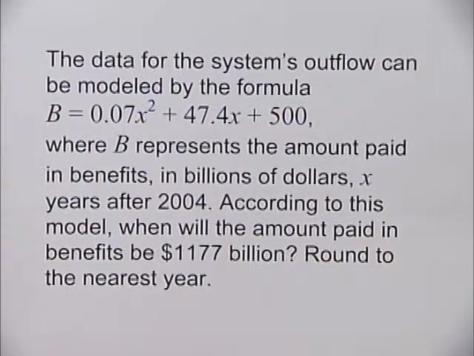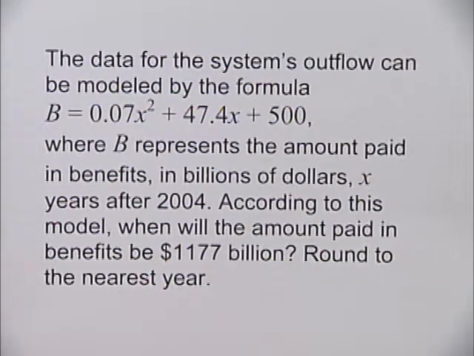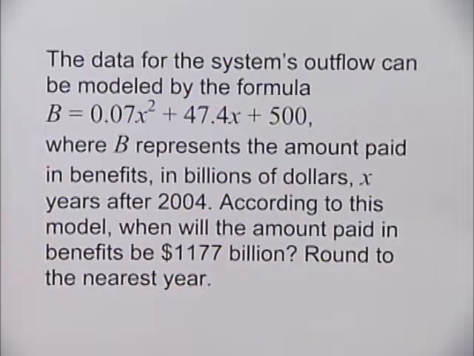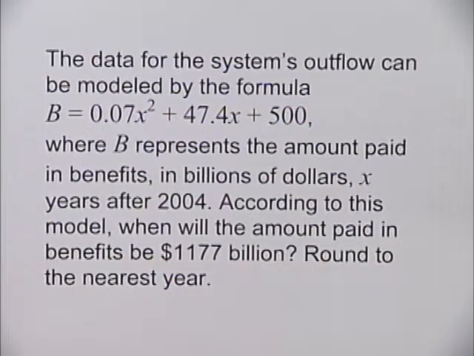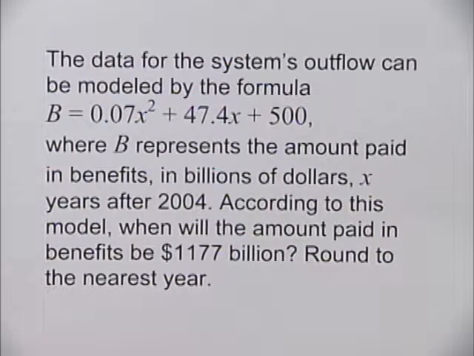The data for the system's outflow can be modeled by the formula B equals 0.07x squared plus 47.4x plus 500, where B represents the amount paid in benefits in billions of dollars, x years after 2004. According to this model, when will the amount paid in benefits be $1,177 billion? Round to the nearest year.